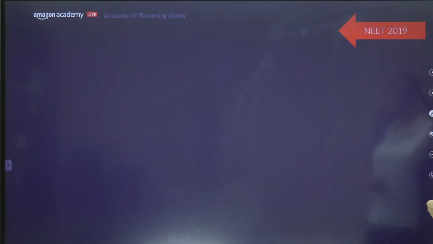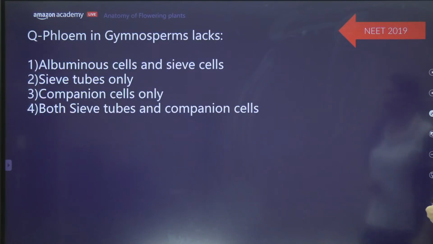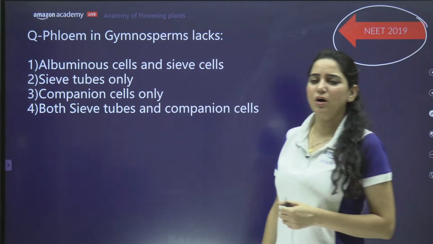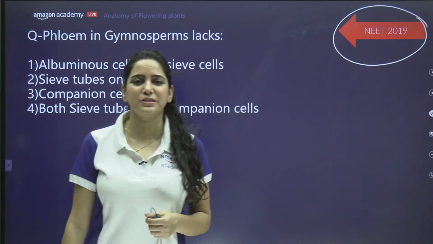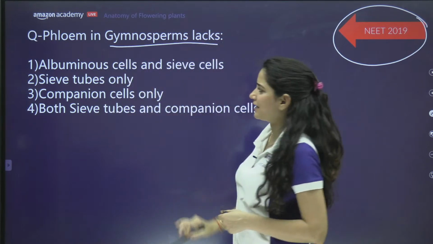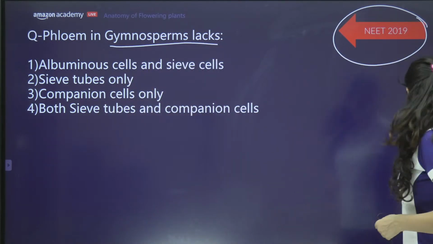चलिए, let's get started with the very first question. That is a 2019 question, beta. You can see such a recent year question. What is the question asking us? The question says, phloem in gymnosperms lacks. Can you tell me what would be the answer?